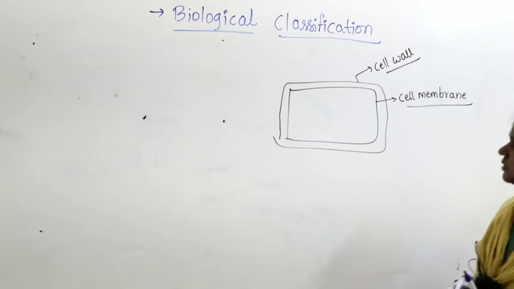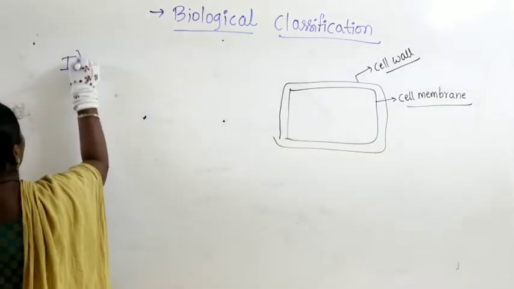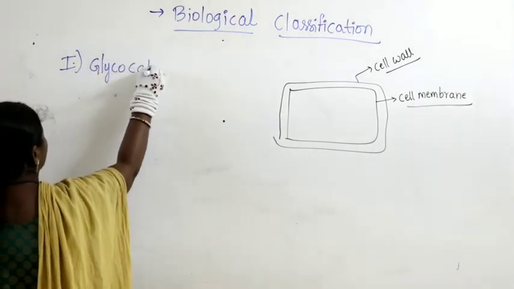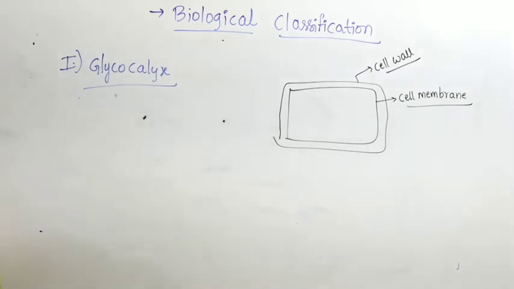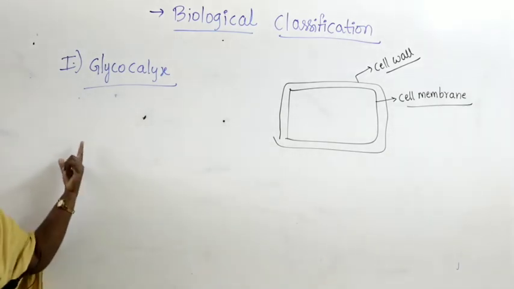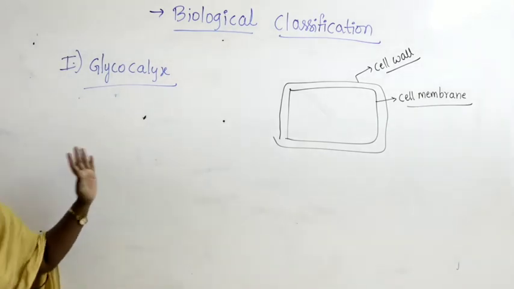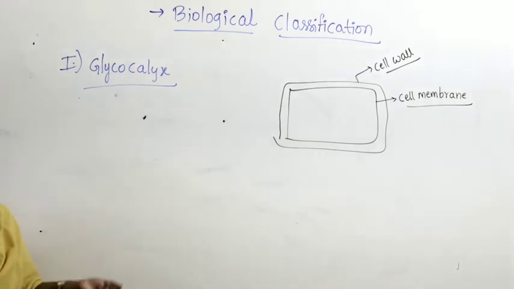But here, the outermost layer of the bacteria, generally we call that layer the glycocalyx. Generally the outer layer of bacteria, we call it what? Glycocalyx. Guys, whatever I write on the board with clear handwriting, I hope it is very clearly visible to you.